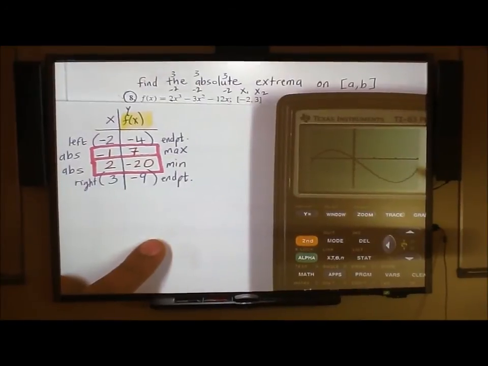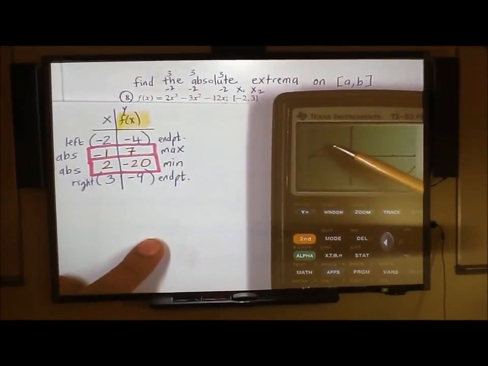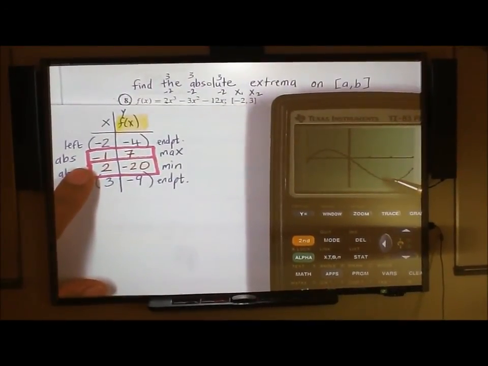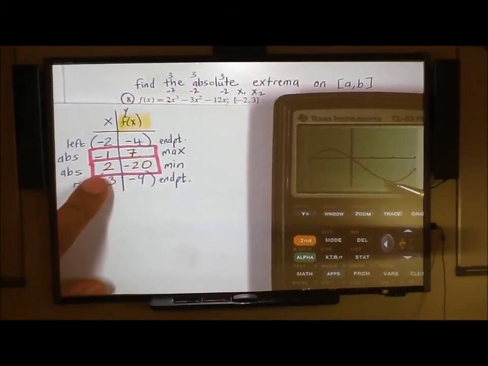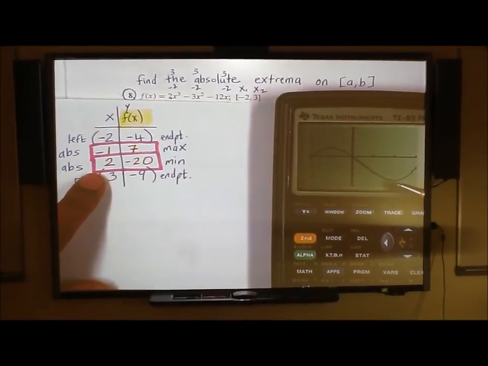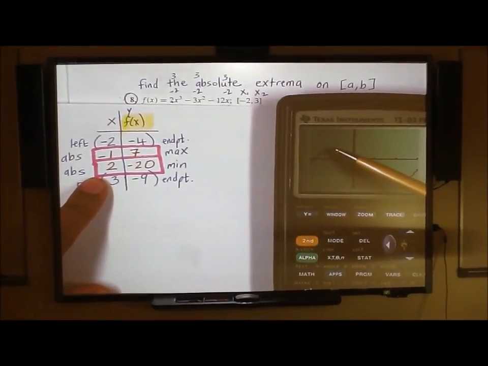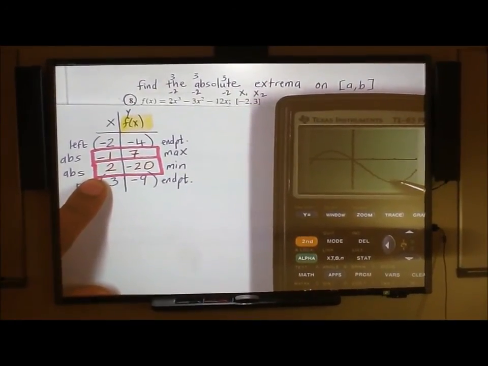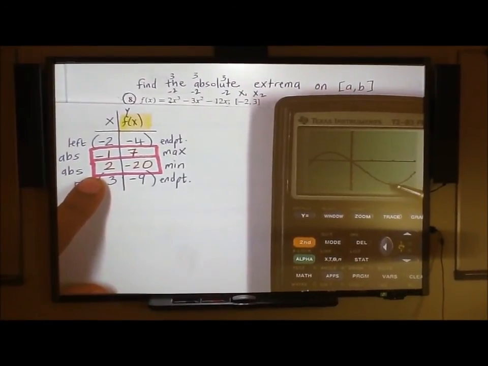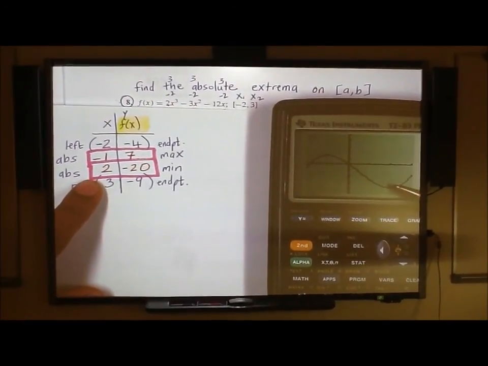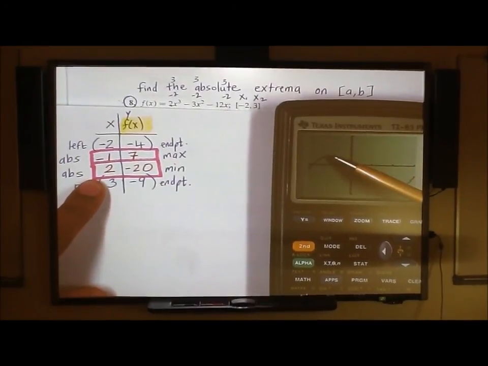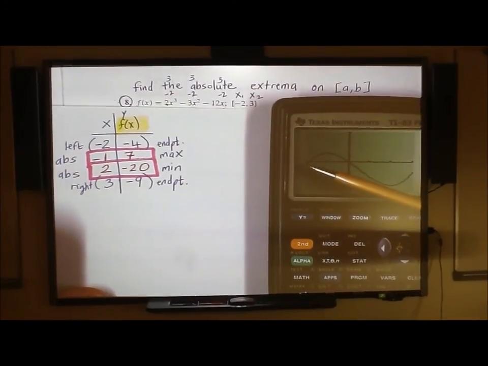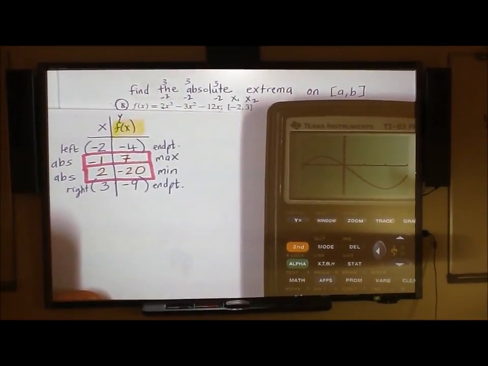And then you figured out the relative max, which is here, -1, 7. And you figured out the relative minimum, which is here, 2, -20. And that's why the relative maximum ended up being the highest point in the interval, and the relative minimum ended up being the lowest point in the interval, and that's why it changed its name from relative min to absolute min. And here, relative max became absolute max. And in this particular case, neither of the endpoints were the lowest, nor were they the highest in the closed interval.